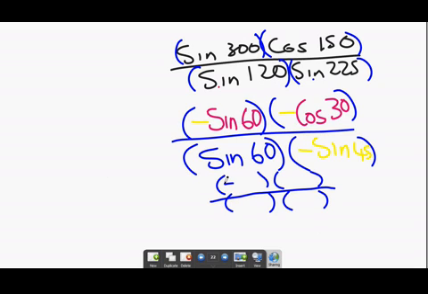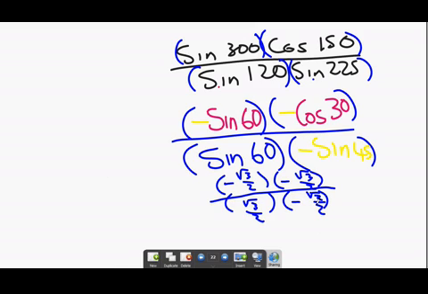Negative is there. Sine 60 is root 3 over 2. Cos 30, it's negative again, root 3 over 2. And then the next one is sine 60. Again, it's root 3, but this time positive, over 2. And then the next one is minus. If you press it on your calculator, you get root 2 over 2. So I'm just going to put root 2 over 2 there.